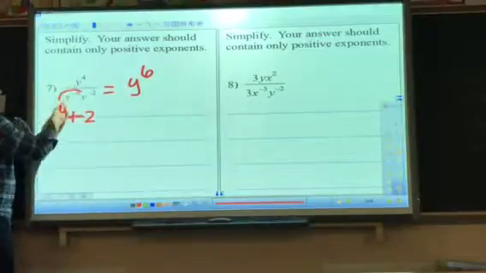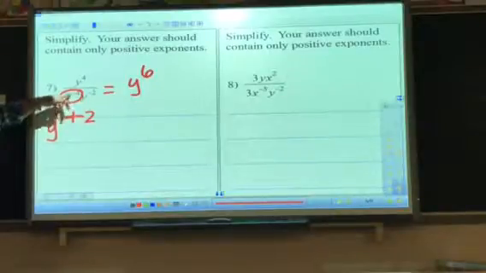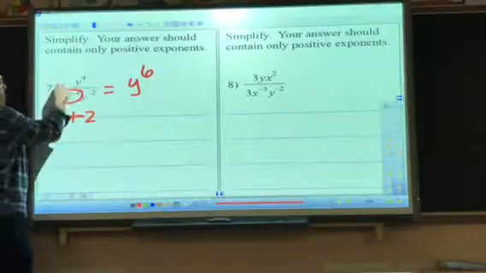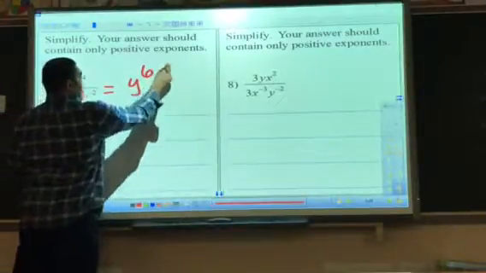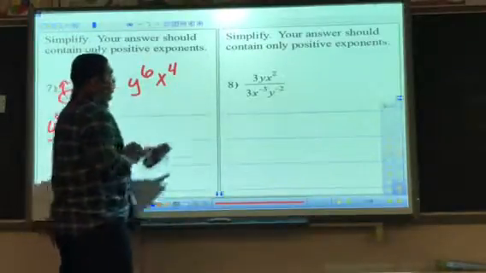Now the problem here is this x doesn't have a buddy, okay? But it's a negative exponent, so I cannot leave this on the bottom where it's at. It's a negative exponent. I'm going to have to actually move that up. Now I'd have x to the fourth, okay, on top.